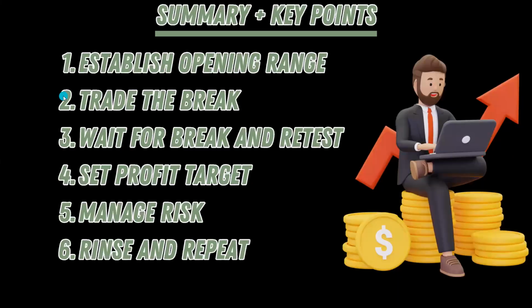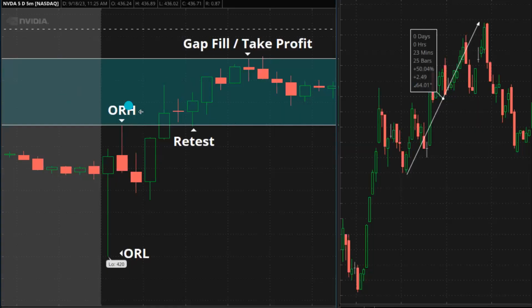That way you guys can enter into trades that look like this, with your opening range high and your opening range low. You look for a break of the opening range. You can either trade the initial break, or what I often tend to prefer is looking for a break and retest of that opening range. And then you can scalp that move upwards. This is very efficient on a 5-minute chart.